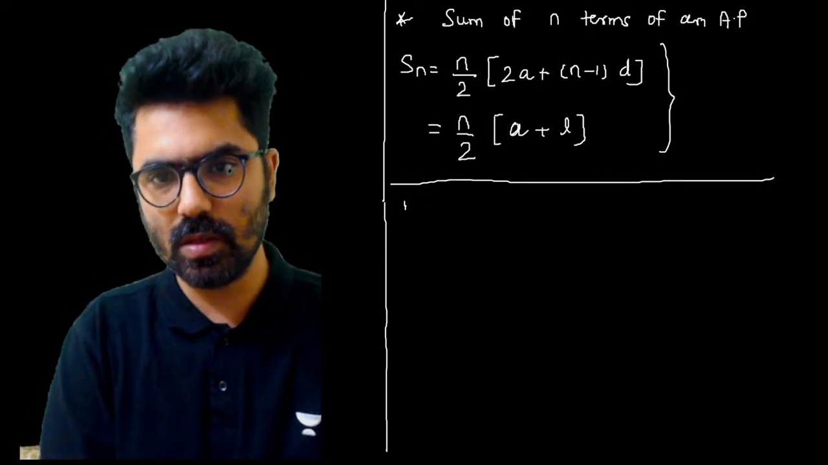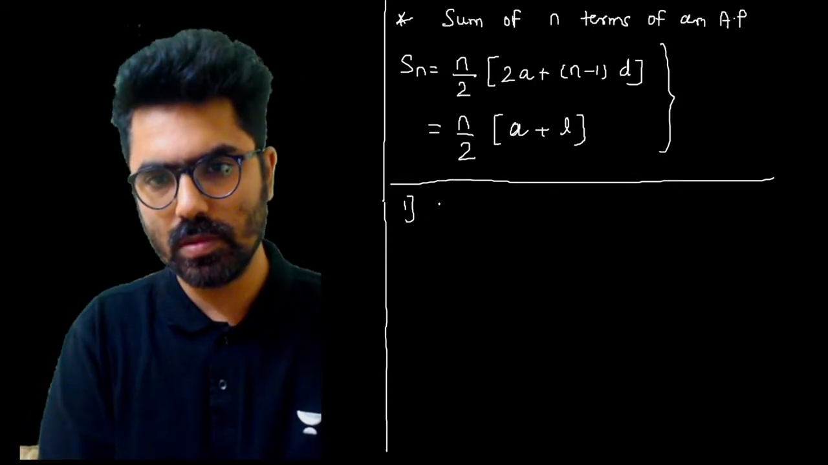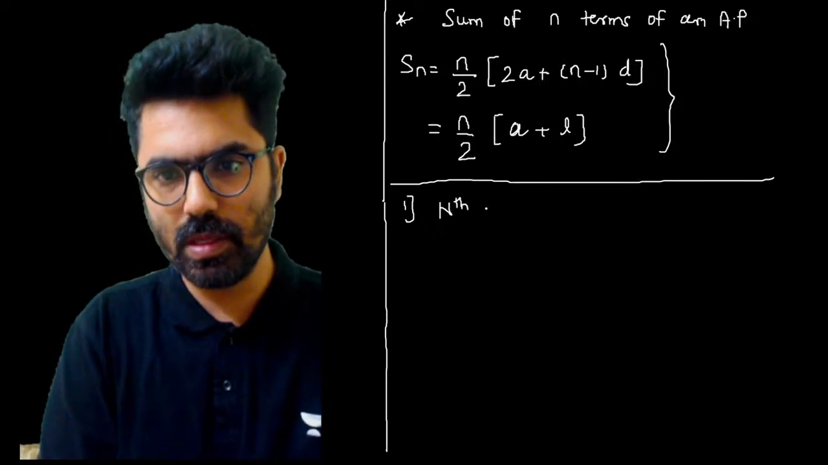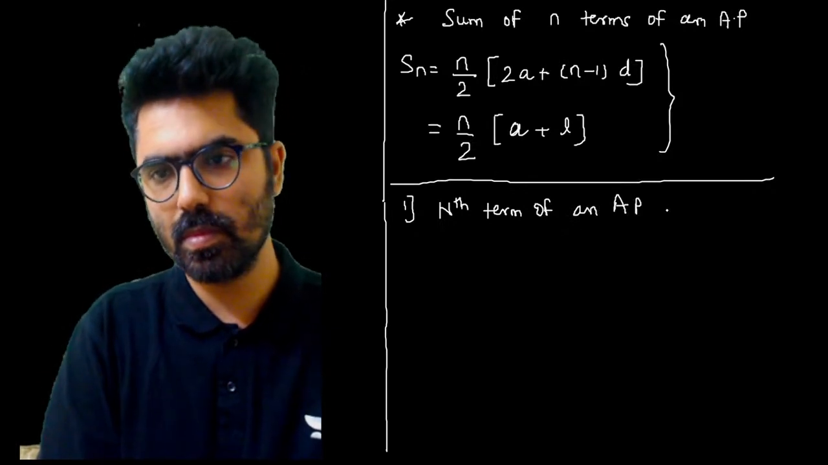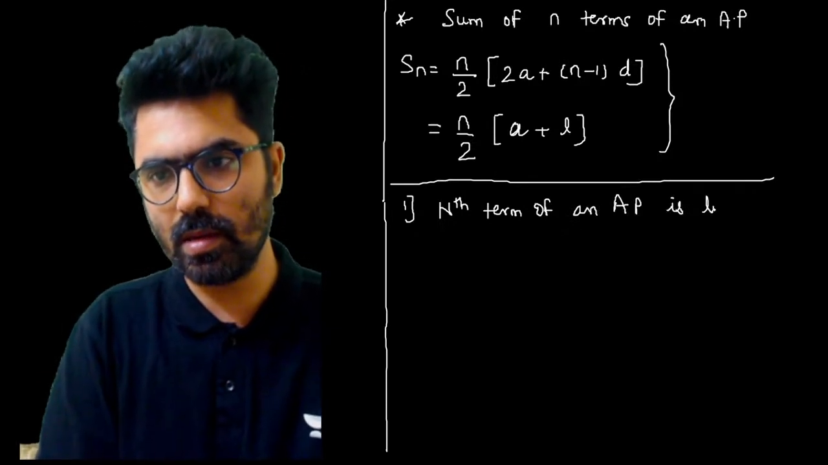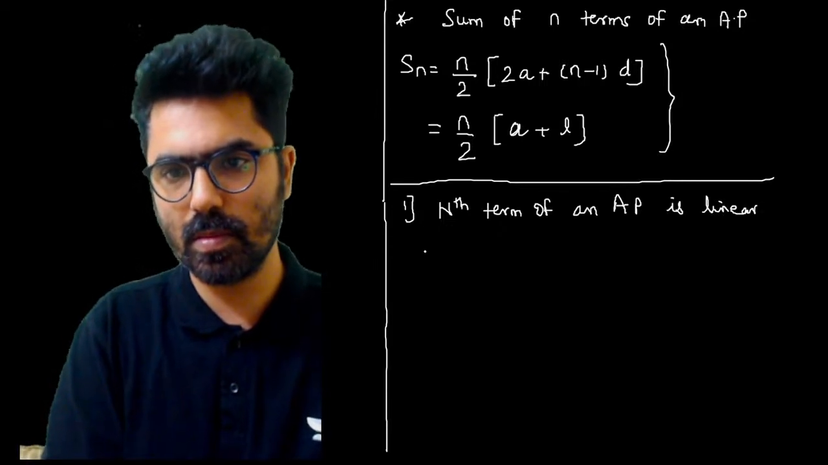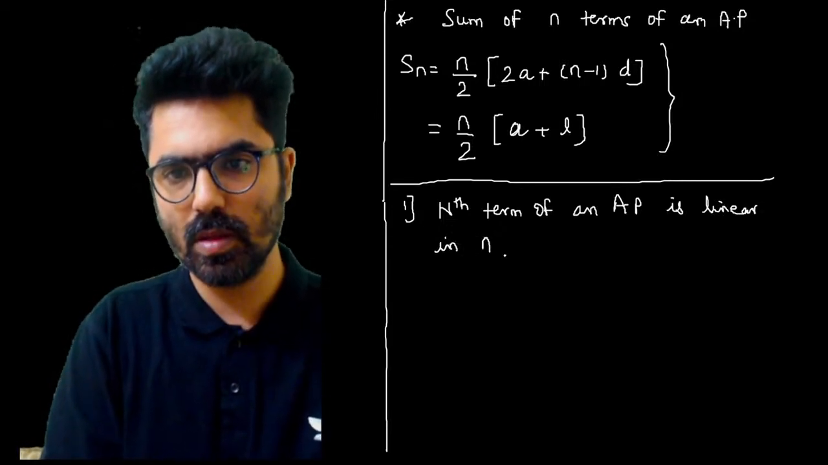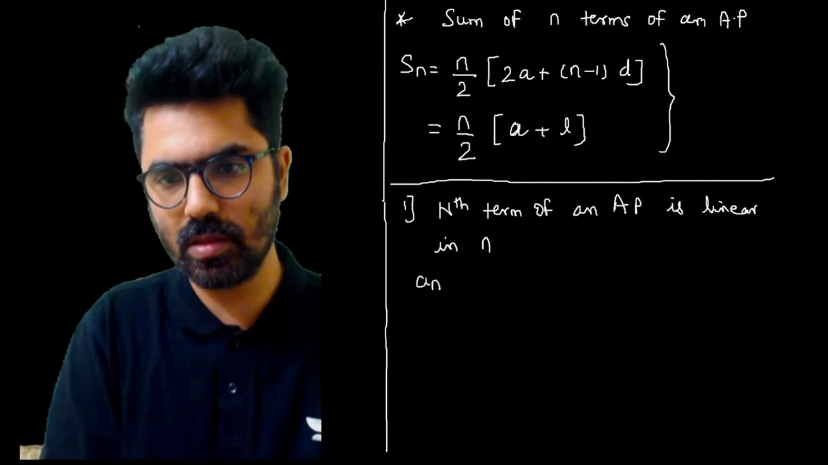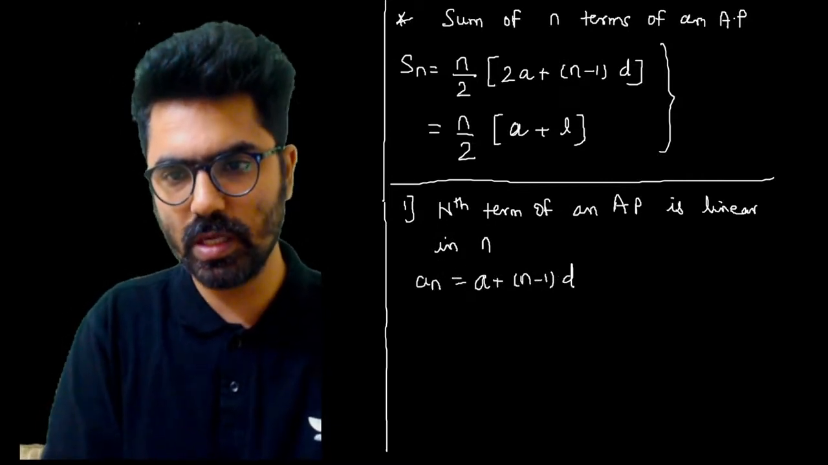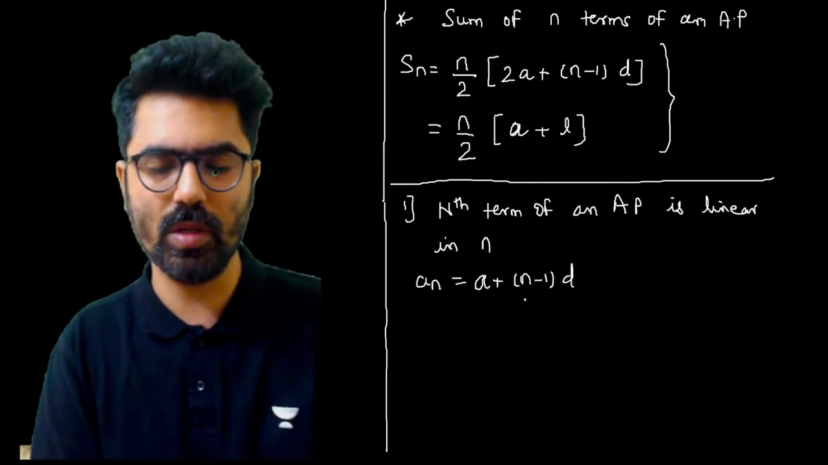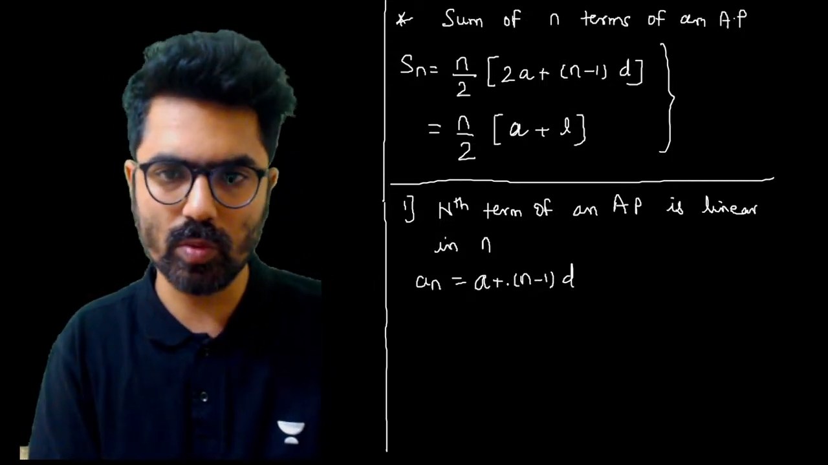As we can see, a note point over here: the nth term of an AP is linear in n. If you write the nth term, you'll get a plus (n minus 1) into d. This is linear in n. You can't see n square or n cube over here.